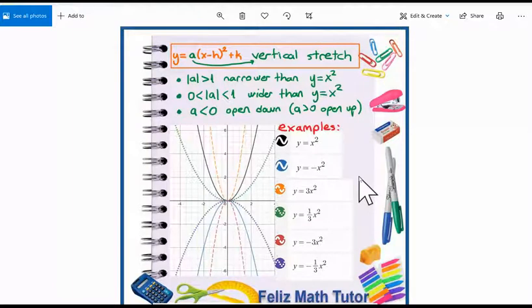We should think about what a is and what its absolute value is, which of these options works for it, and then decide whether it's wider or narrower. Then if it's negative, it opens down. If it's positive, it opens up.